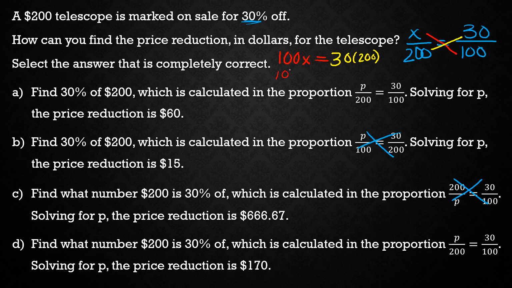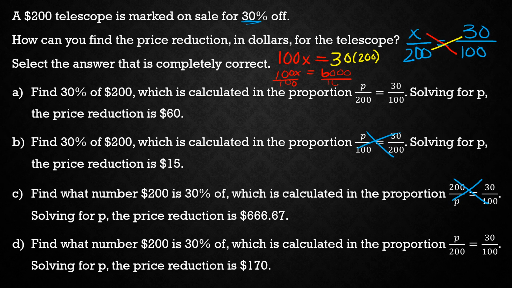So 100x is going to stay the same. 30 times 200, again, always type this into a calculator if you would like, just to be sure. This is going to give me 6,000. Then I'm dividing by whatever number is next to my variable. So here it's that 100.